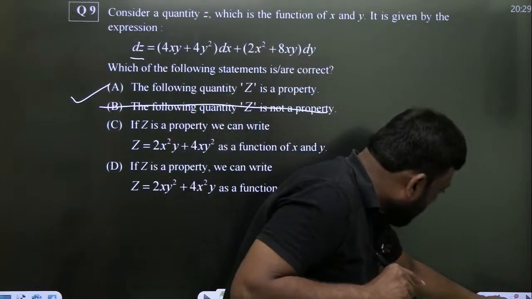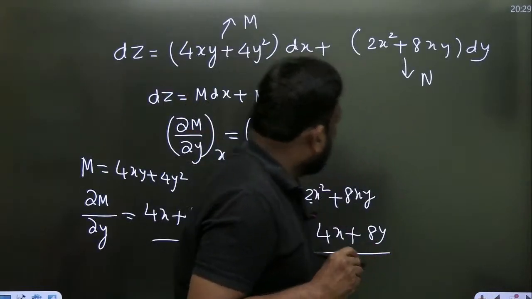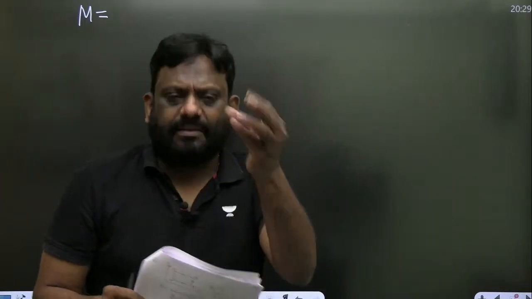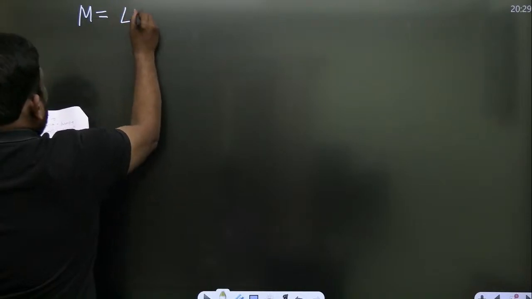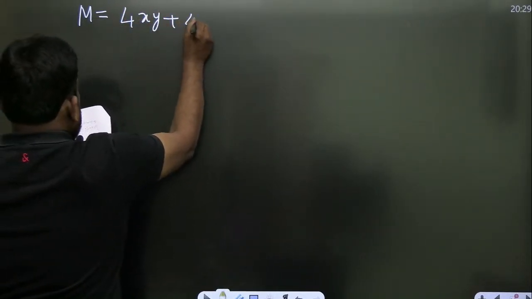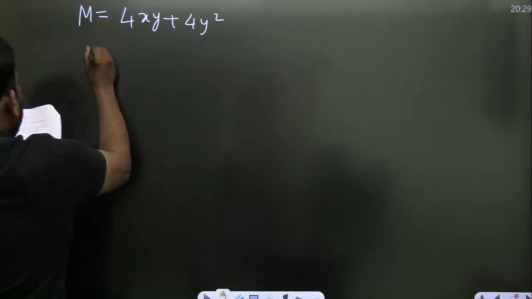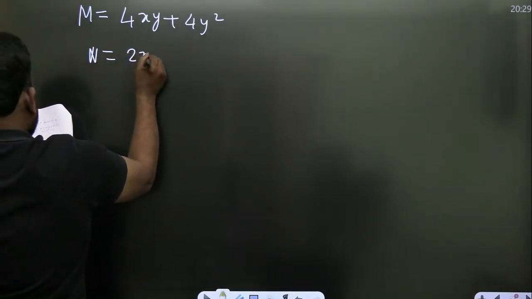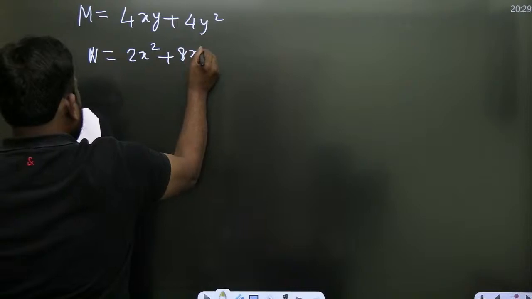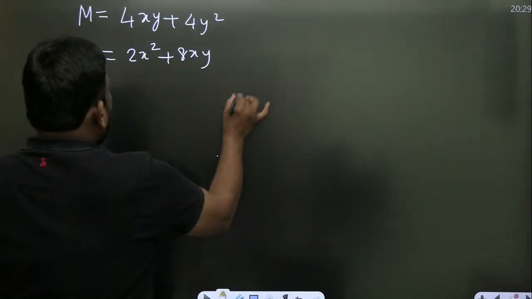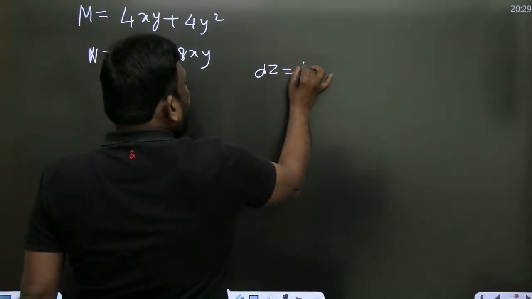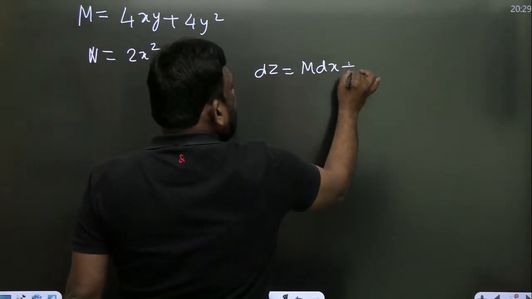ध्यान से सुनो. अब मैं बताता हूँ सर. Now I will tell you how to calculate. What is the value of M, sir? He is asking us to calculate it. ये थोड़ा मैथमेटिक्स है सर, लेकिन पूछ सकता है. M का वैल्यू क्या है सर? M is 4xy plus 4y square. N is 2x square plus 8xy. ठीक है सर. ध्यान से सुनो. dz is equal to M dx plus N dy.